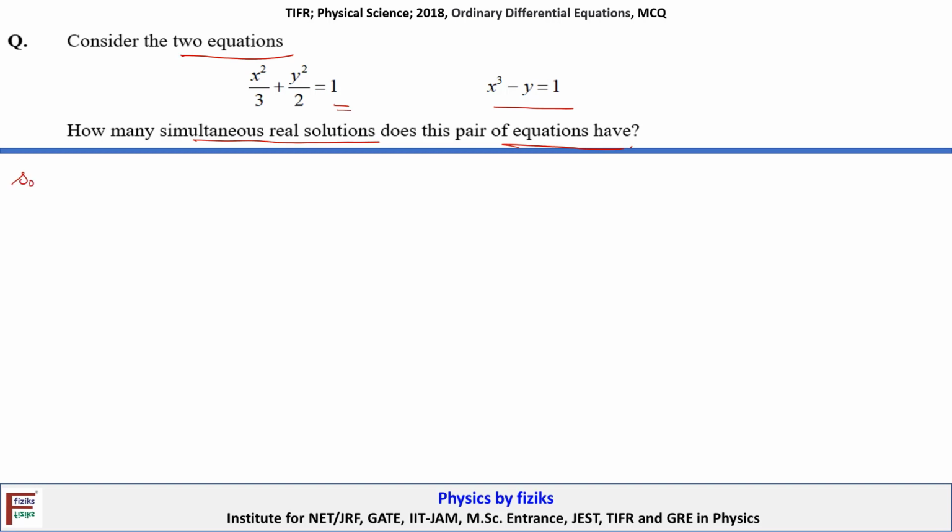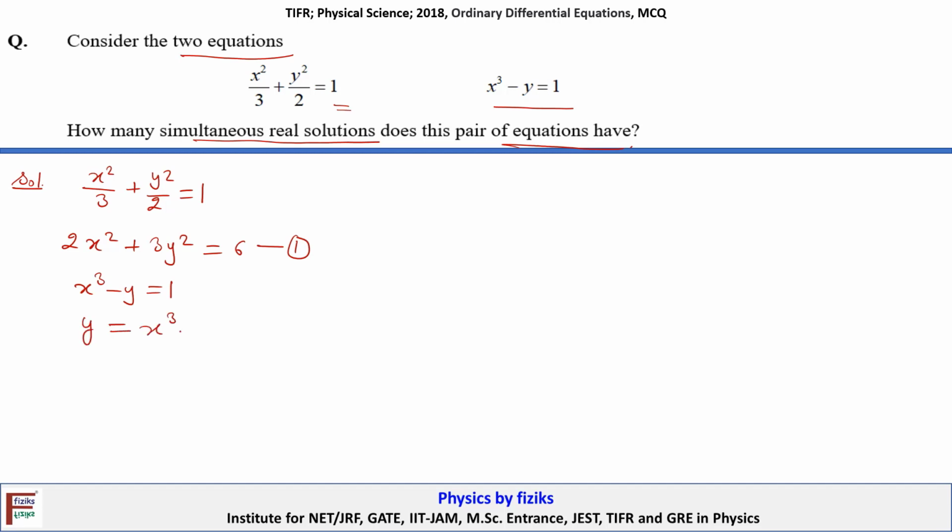Here the first equation is given as x squared by 3 plus y squared by 2 is equal to 1. This equation can be rewritten as 2x squared plus 3y squared is equal to 6. This is our equation number 1. Now equation number 2 is given as x cubed minus y is equal to 1, and from this equation we can obtain y is equal to x cubed minus 1. This is equation number 2.